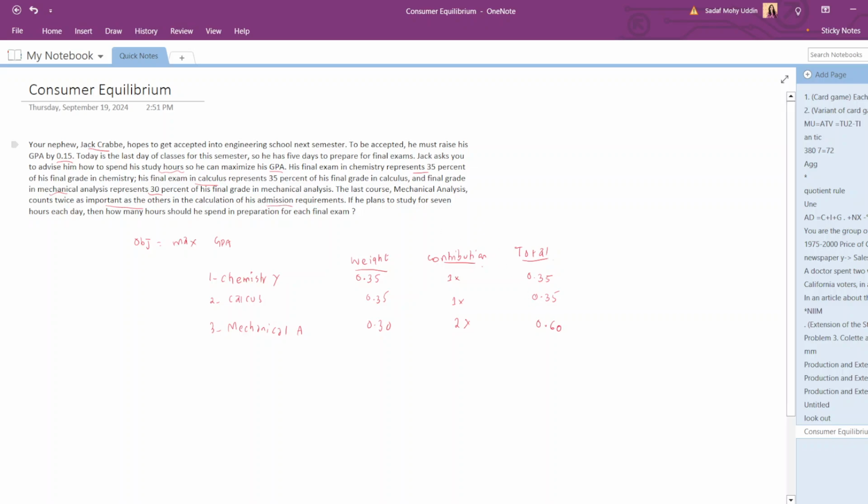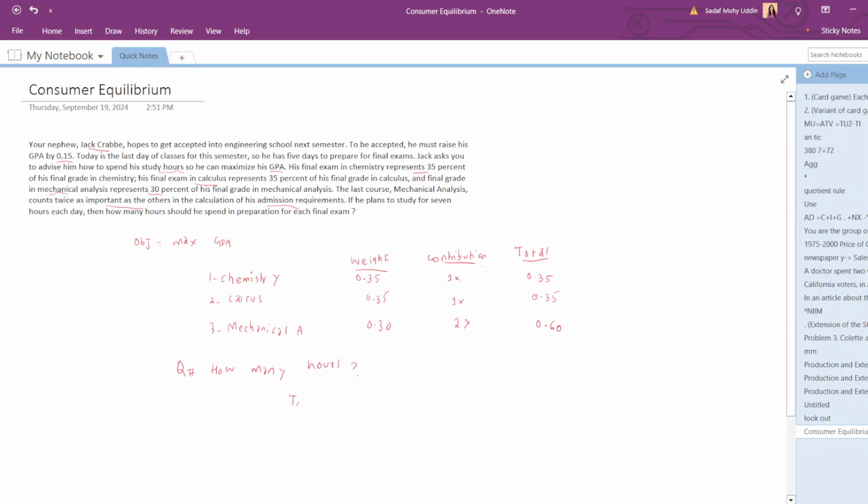For admission requirements, if he plans to study for 7 hours each day, how many hours should he be spending in preparation for the final exam? I think somewhere here they have told us that Jack only has 5 days to study. And now, how many hours? I'm going to quickly write down the question here. How many hours should be spent studying these subjects? We're going to try to find the optimal number of hours required for these subjects so that Jack's GPA can increase by 0.15.